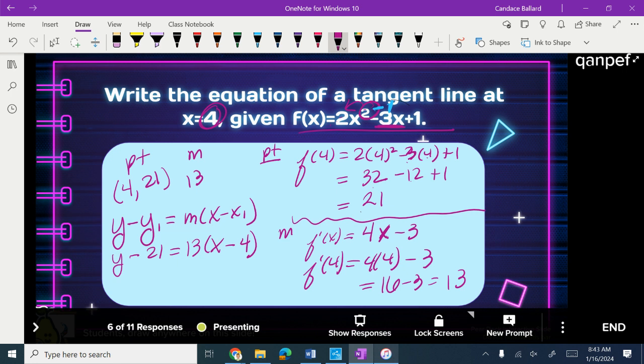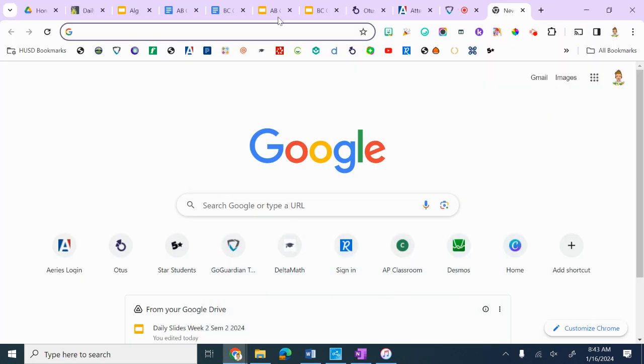Okay? So here's what I'm going to do. I'm going to move it to the next equation. I'll put that back up there, though, so you can use it as a model. Okay? So I want you to try this again on your own.